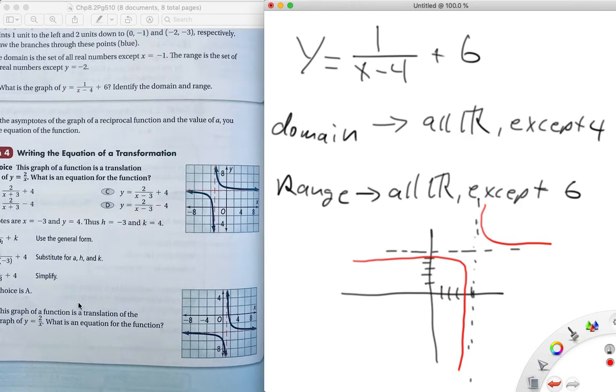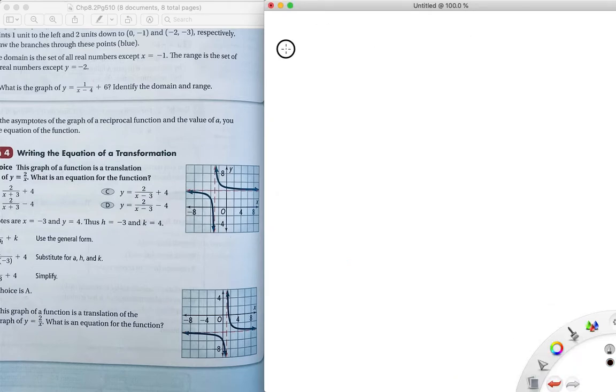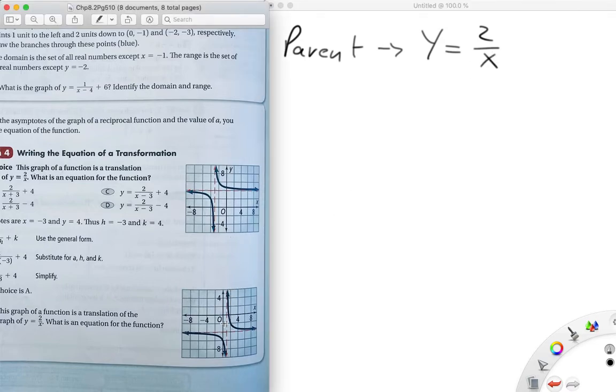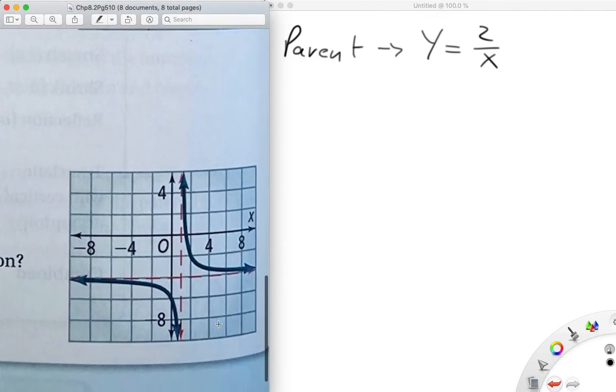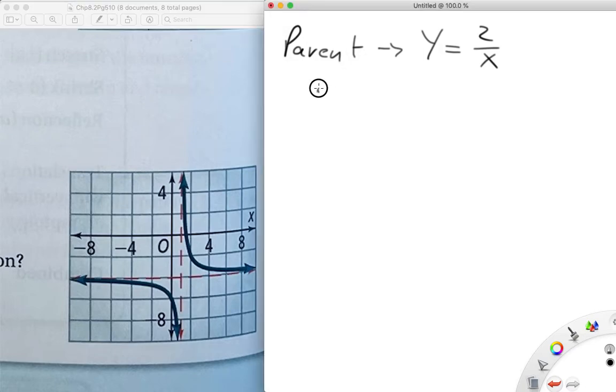Here it says, what is the function of the graph translated at the right? The parent function is y equals 2 over x. So if I look at this guy, I'm just going to look at the asymptotes. So this is 2 and 4. This looks like that's halfway, so that's 1. So it has a vertical asymptote at x equals 1. And it looks like I have a horizontal asymptote at y equals negative 4.